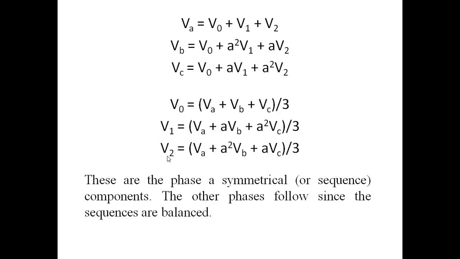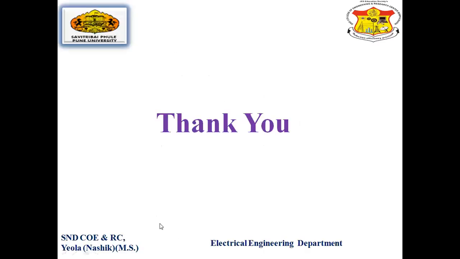Similarly, we can calculate the sequence components V0, V1 and V2. V0 is equal to VA plus VB plus VC by 3. Similarly, V1 equals VA plus a VB plus a square VC by 3, and V2 equals VA plus a square VB plus a VC by 3. So these are the symmetrical or sequence components of phase A. The other phases follow since the sequences are balanced. So thank you very much for today's lecture. Thank you.